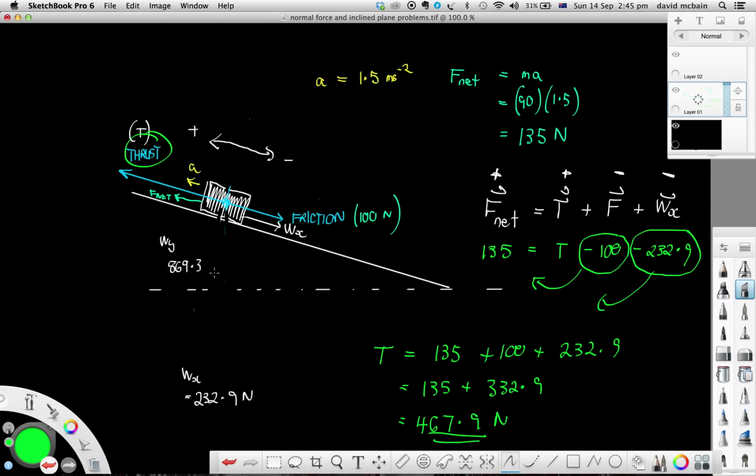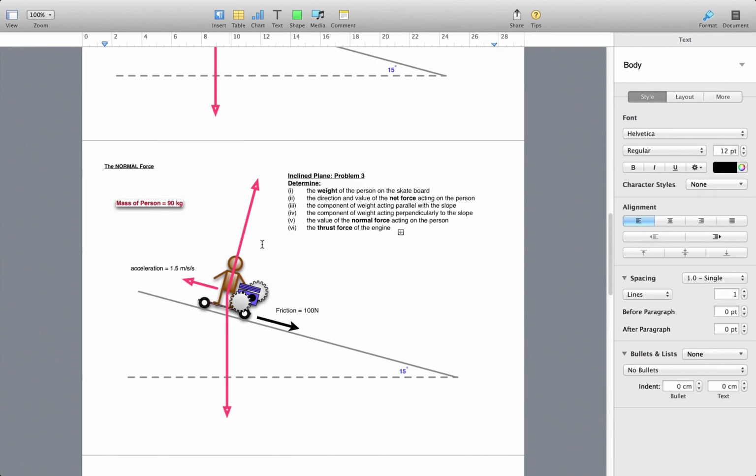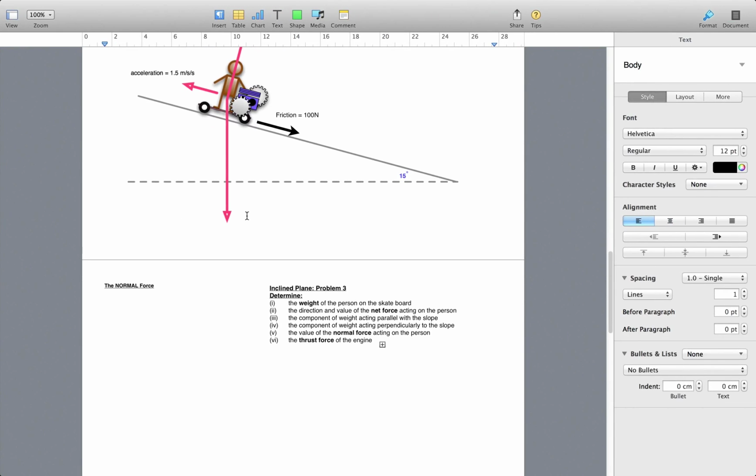But of course, because it's fighting friction and it's fighting Wx, even though the thrust is 467.9, it only amounts to a net force of 135 because of the effect of these other two forces. And that is the final problem.